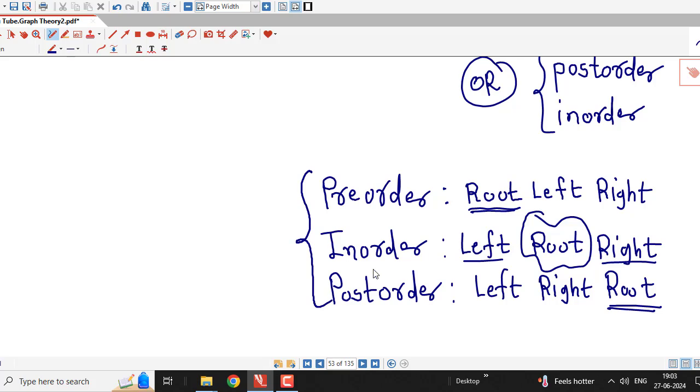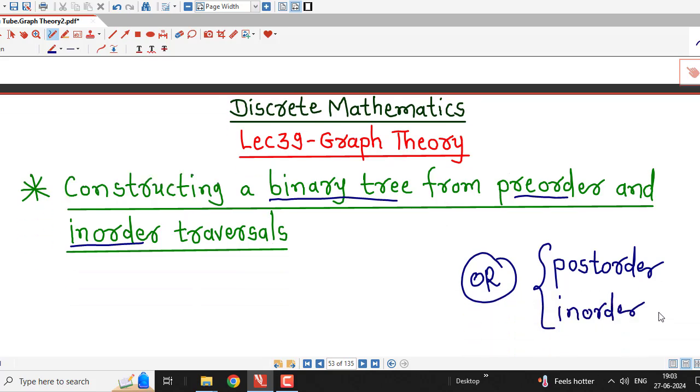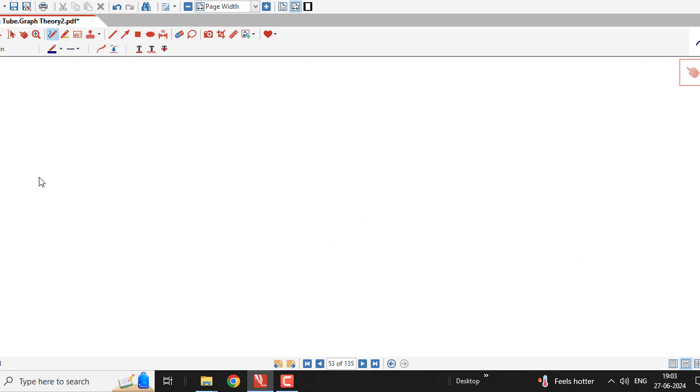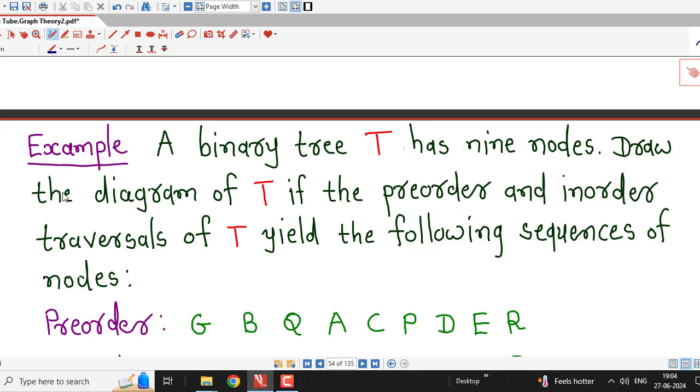With this in mind, let us first understand how to construct a binary tree from pre-order and in-order traversals, and then we will discuss how to construct a binary tree from post-order and in-order traversals. In both cases we must be given the in-order traversal. Here I have taken one example of binary tree traversal.